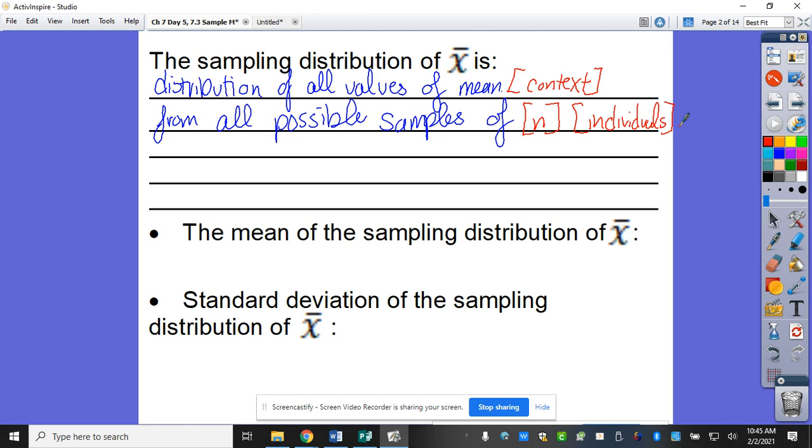So I keep referring to GPAs of JOMAN seniors. If we were randomly selecting 20 seniors at a time and getting means of those seniors, this would be the distribution of all values of the mean GPA from all possible samples of 20 JOMAN seniors.